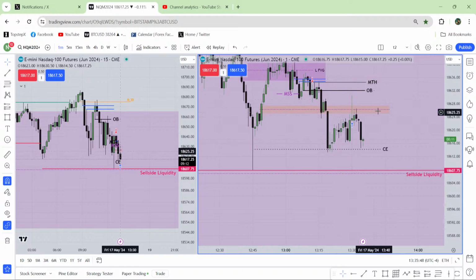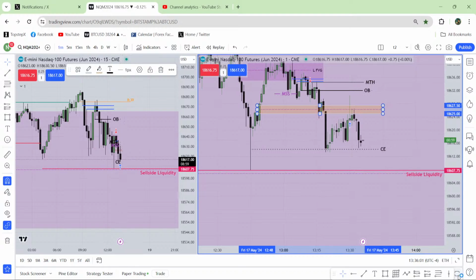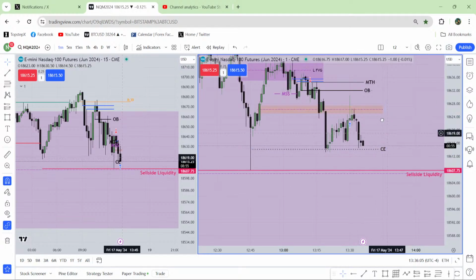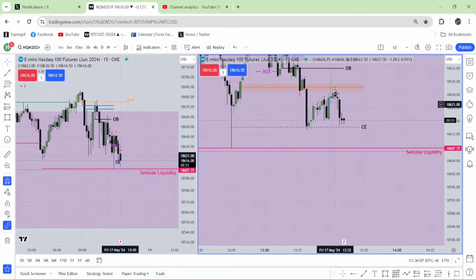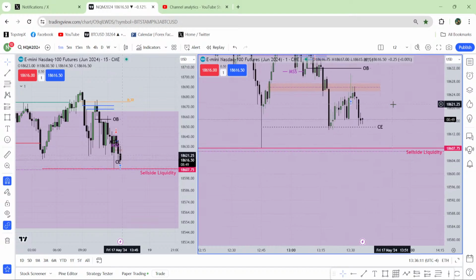First, entry fair value gap, inversion fair value gap, last this order block. So my stop loss should cover this order block, but as my entry was below the order block, I just covered some profit, maybe $35, I guess. Yeah, $35 profit, because this thing is a little low. It is what it is.